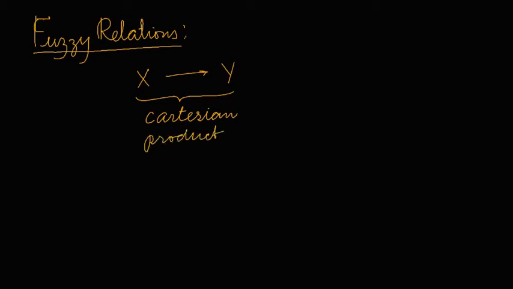So a fuzzy relation is going to map elements of one universe, say X, to those of another universe, say Y. And this is done through the Cartesian product of two universes X and Y. However, the strength of the relation is specified for ordered pairs of elements from X and Y.